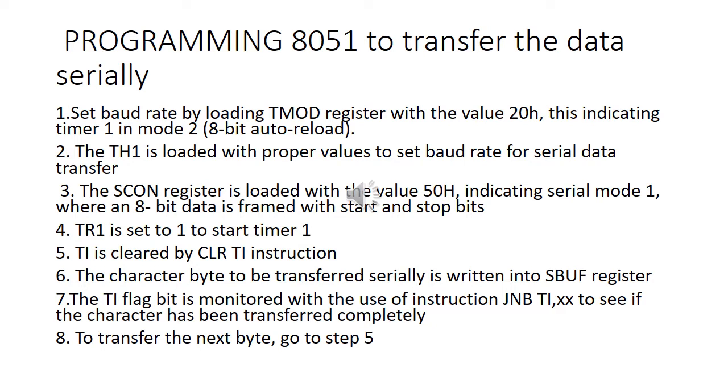The first step is, you should set a baud rate. Whenever you want the variable baud rate, you should compulsorily make use of Timer 1 in mode 2, which is nothing but the auto reload mode. So you should load a value of 20H in the TMOD register when you want the variable baud rate.